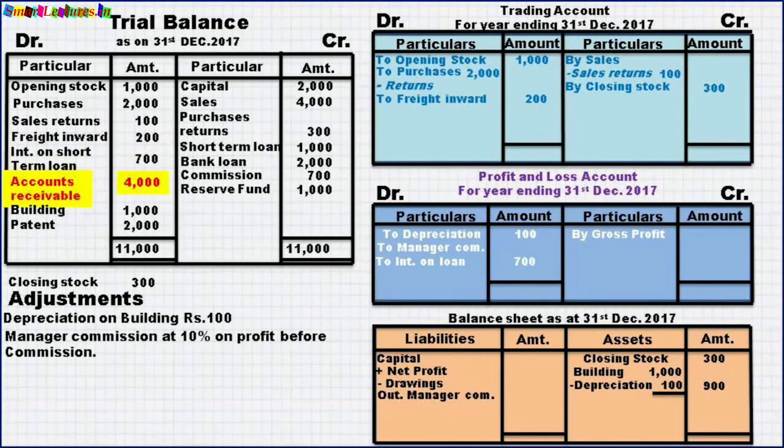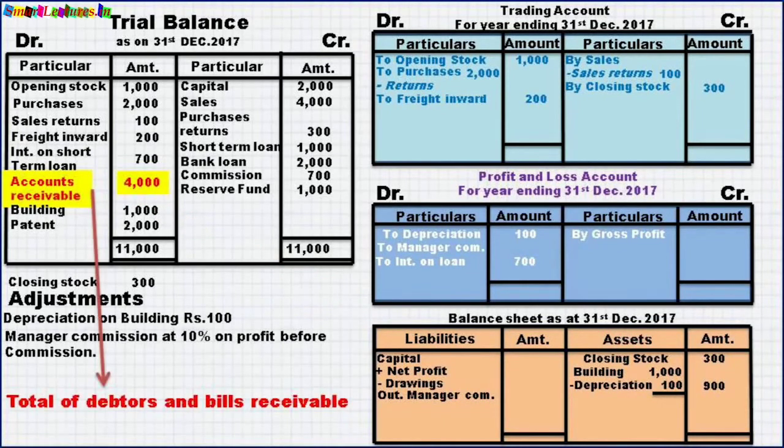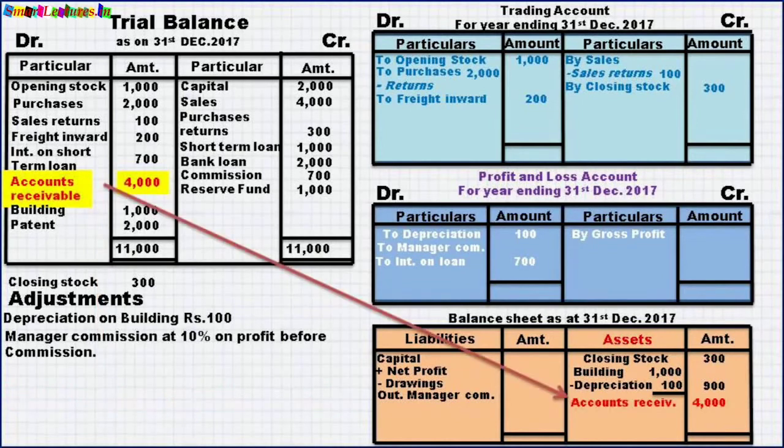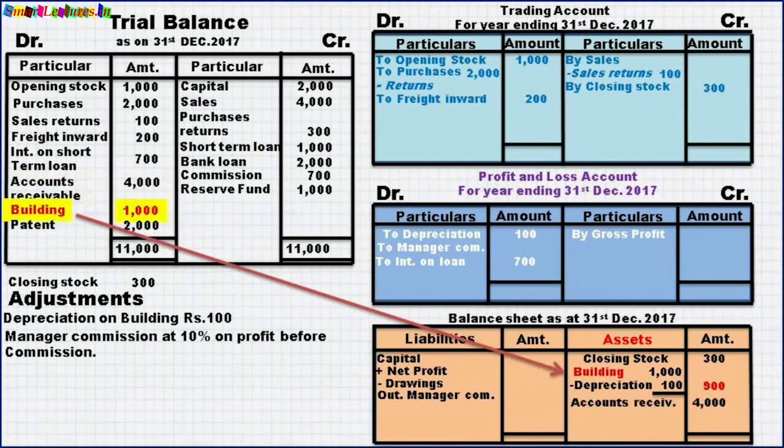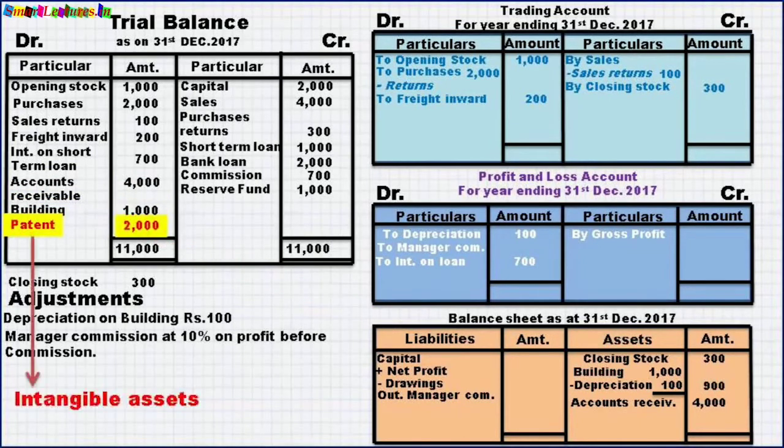Accounts receivable, this is an asset. Accounts receivable means this is the total of debtors and bills receivables, so it will go to the balance sheet asset side. And one thing more, this is a current asset. And then building 1000, it will go to the asset side of balance sheet. Patents, it is an intangible asset, will go to the asset side of balance sheet.